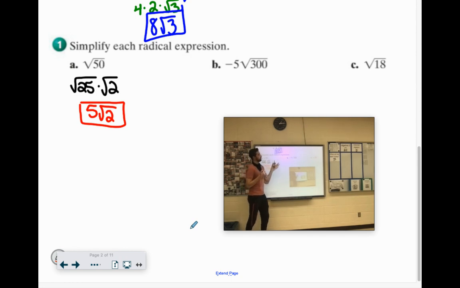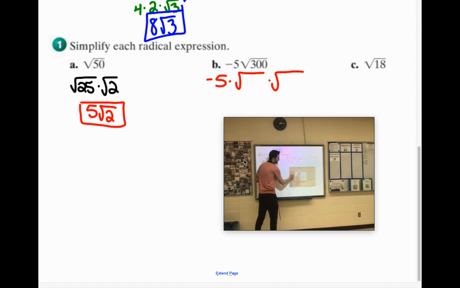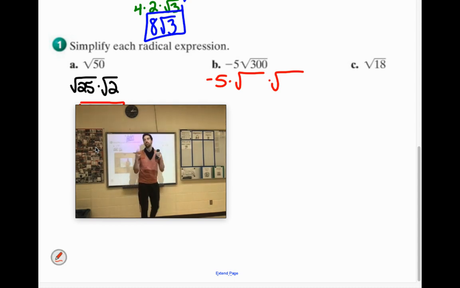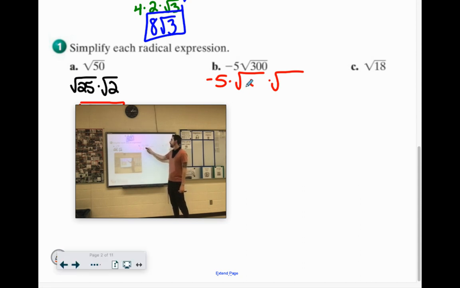Now, if we have negative 5 root 300, whatever we can pull out with the perfect square stuff, after we square root it, we're just going to multiply it by the negative 5 that was already out on the outside, because all this stuff is being multiplied. Now, anything that ends in 100, you know that 100 is a perfect square. It's 10 times 10. So anytime I see something 100, I use 100. So 300 is 100 times 3. And we take our square root.